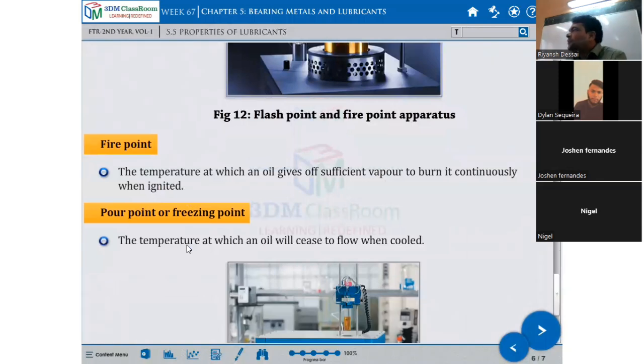Flash point, fire point, clear? What is the flash point of a lubricant?